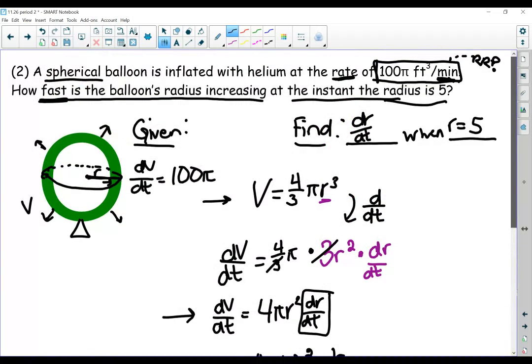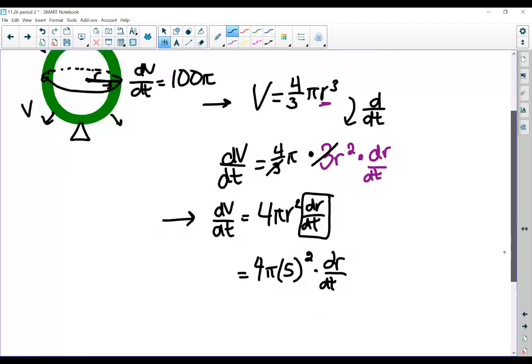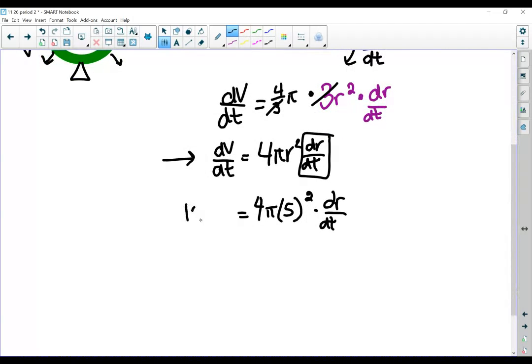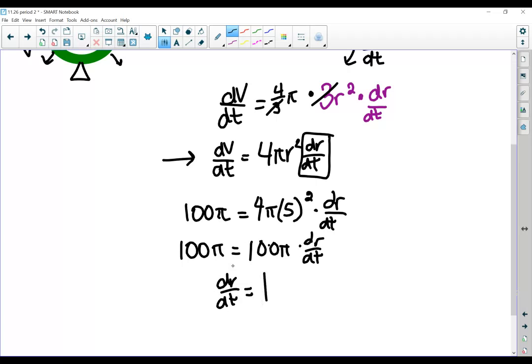Also, in this situation, dV/dt is a constant, meaning it's going to be the same the whole time. So I'm going to plug that rate in for the volume, and that's going to allow me to find the rate for the radius. So I end up getting 100 pi equals 100 pi times dr/dt. If I solve for dr/dt, I end up getting 1.